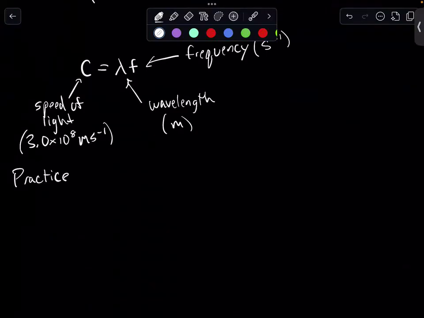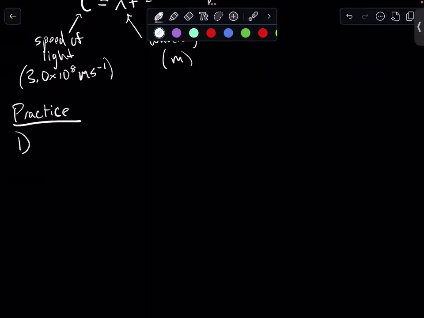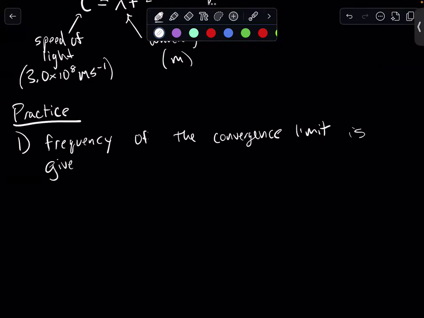If you want to try and do these problems as I cover them, just pause the video, take a chance, and then play to see if you're right. The first one: the frequency of the convergence limit is given as 3.28 times 10 to the 15th seconds to the negative first power. The question is, what is the ionization energy in kilojoules?